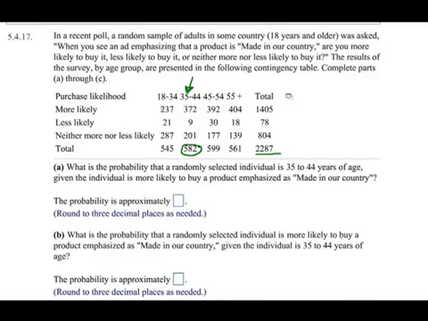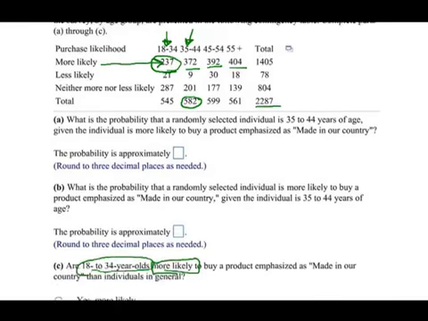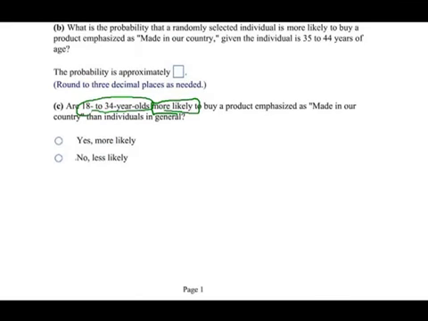Do you see that right here? This is our 18 to 34-year-old column. And are they more likely? That's this row. Look, that number is 237. Of all these other numbers over here, 404, 392, 372, 237, 237 is the smallest of the more likely row, isn't it? So I'm going to answer no for this one. They're probably less likely. I hope that helps.